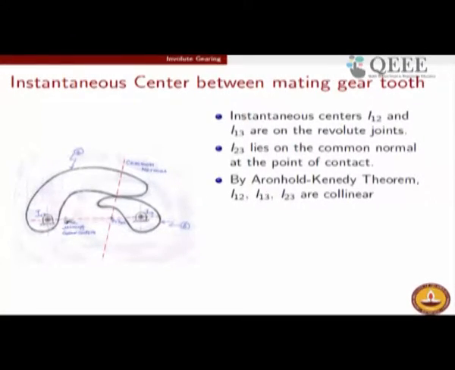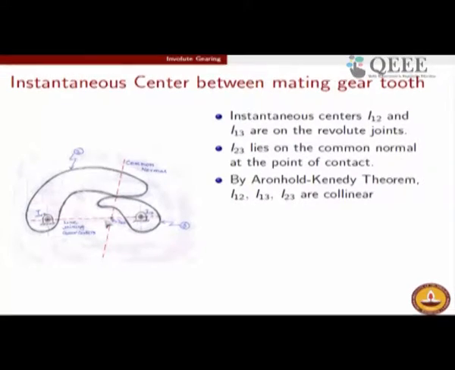So, what Aronhold-Kennedy theorem gives us is that these three relative instantaneous centers must be collinear. So, we have already found out I12 and I13, these being the revolute joints which connect the gear with the reference frame. Therefore, the Aronhold-Kennedy theorem says that the third instantaneous center I23 will have to lie along the line joining I12 and I13, right. That is what the Aronhold-Kennedy theorem statement gives us.